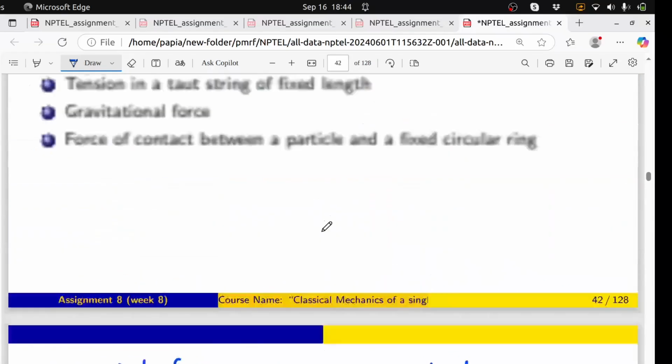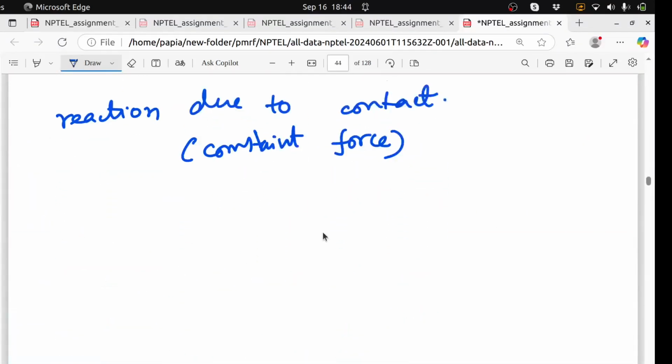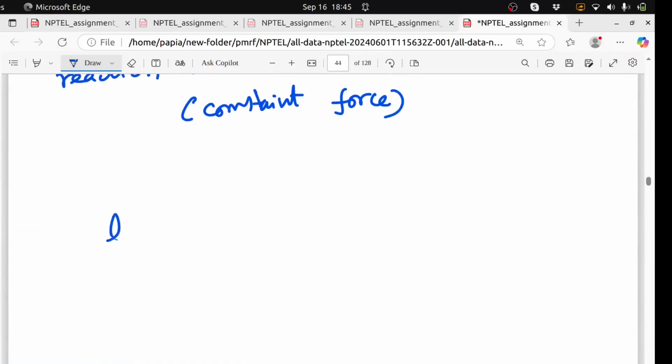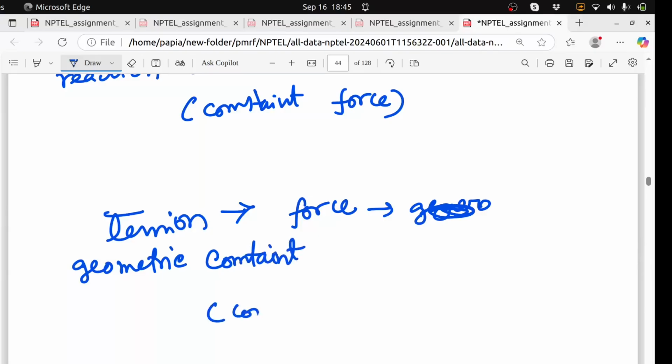Now coming to the second option, the tension in a taut string of fixed length. The tension is also a force which is geometric constant. So this is also a constant force.